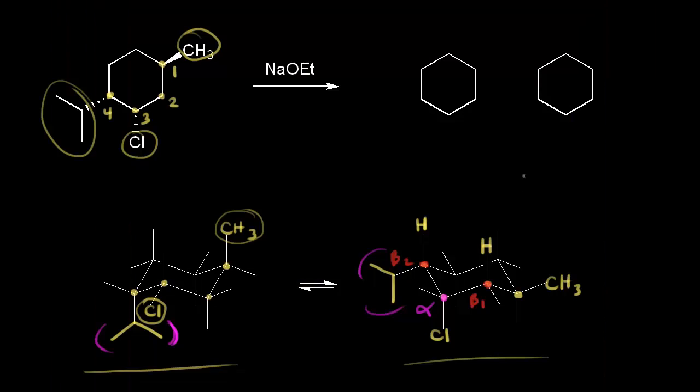Finally, let's draw our two products. Let's take a proton from the beta 1 position first. So our base, let me draw it in here. Our strong base is going to take this proton, and these electrons would move into here to form our double bond.